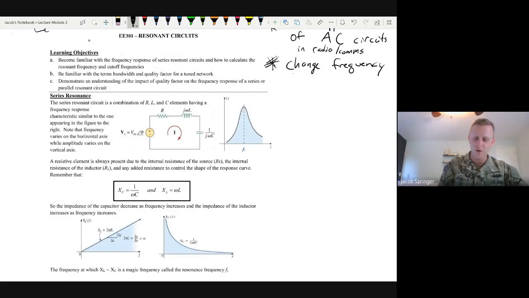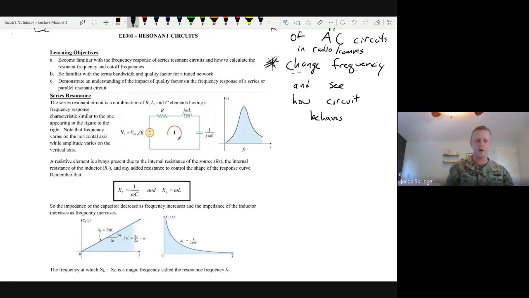So far we've been changing the circuit up. Now we're going to be seeing what happens when we change the frequency, to see how the circuit behaves.